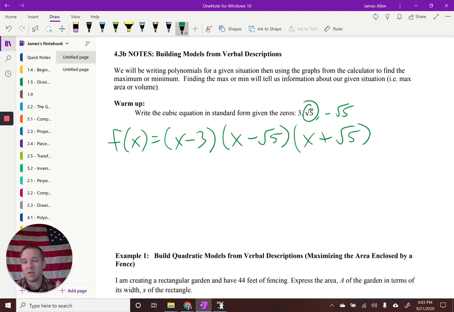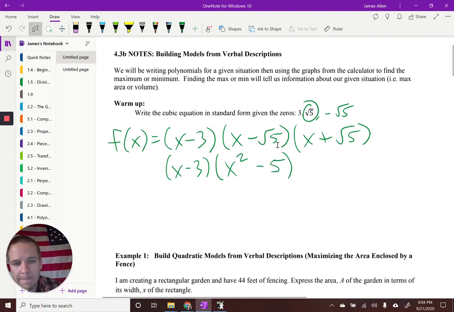Now it says standard form. This is factored form, so I got to go a little further. I'm going to multiply the ones with the root 5s in it first. So I'll have x minus 3, and then I'll have x squared minus 5. How did I know that? Well, I knew that the negative root 5 in x and the positive root 5 in x would end up canceling, so I didn't even deal with the inner and the outer. Look for those difference of squares patterns.